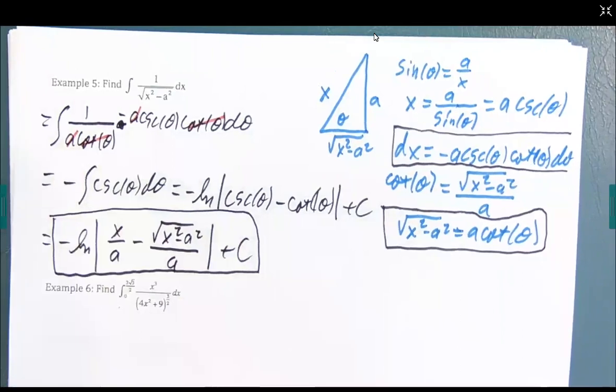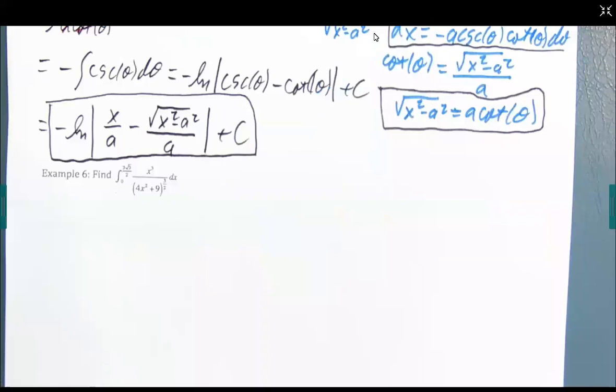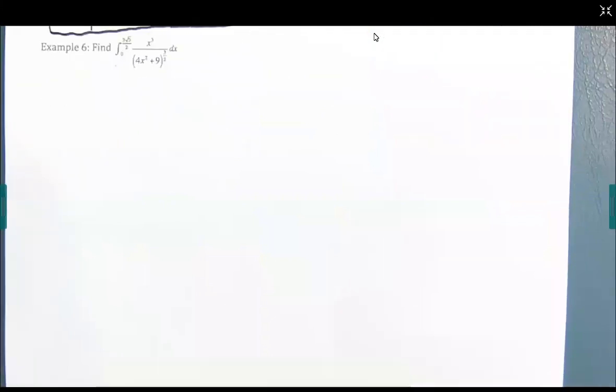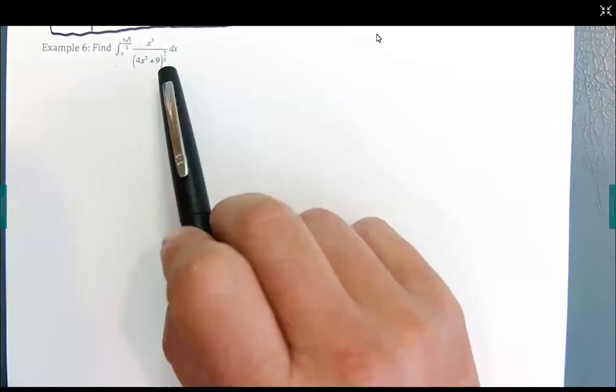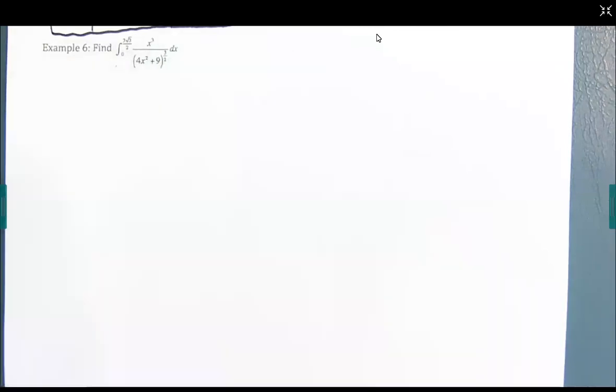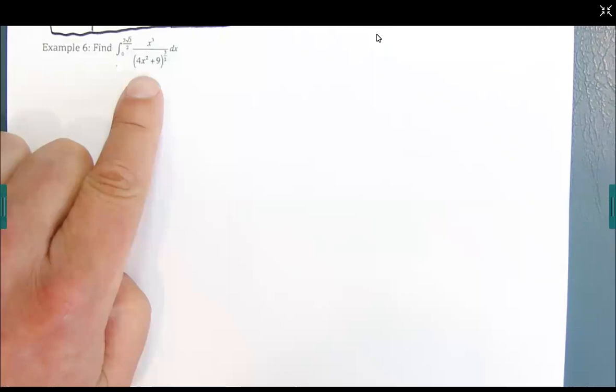Let's move on to number 6 here. This one's going to be just a little bit different. All right, you'll notice this is a definite integral. Also, you'll notice we don't have a radical, but we'll take care of that in just a moment. Let's start with our triangle. Our triangle is going to be focused here.